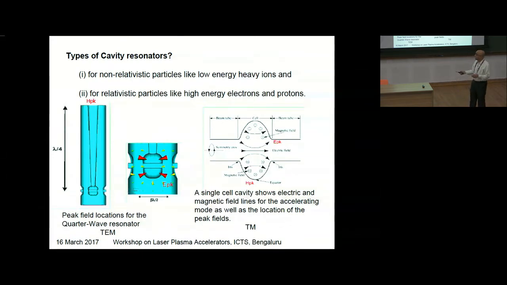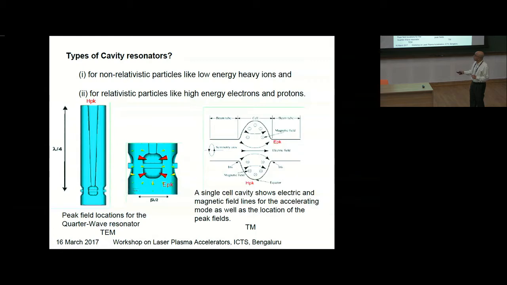The field generated here in such superconducting lambda by 4 cavities can be of the order of 10 megavolt per meter. So in one such cavity of small size, you can get several megavolt acceleration if it is superconducting. These are used for the heavy ions, and these exist today in India, in two places, in Mumbai and Delhi, TIFR and IUSC.